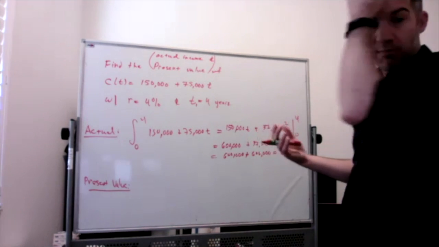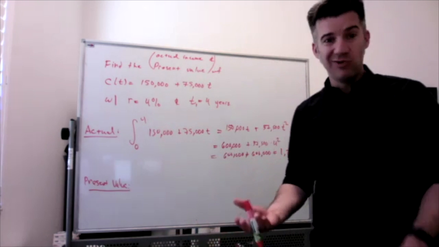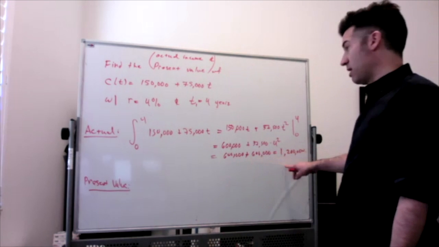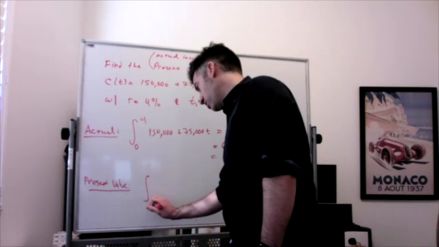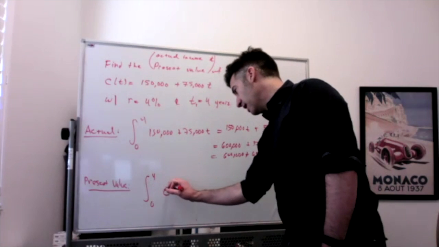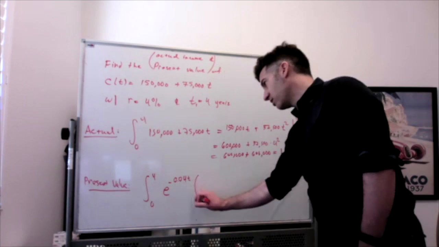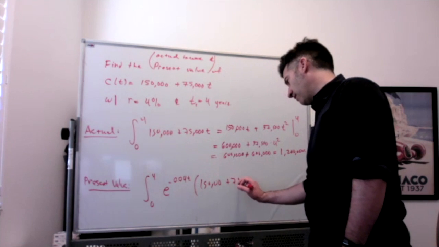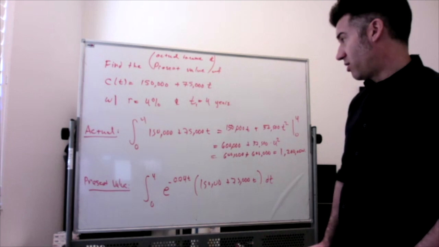Okay. On the other hand, that's how much actual income this company expects to make over the next 4 years. But if there's a 4% inflation rate, the present value, so if you said, how much money would you need today to have the same purchasing power that you're going to have with this money made over the next 4 years? Well, that's going to be this calculation, the integral from 0 to 4 of e to the negative 0.04t times your income function, which is this 150,000 plus 75,000 t dt. All right, I forgot my dt up here.